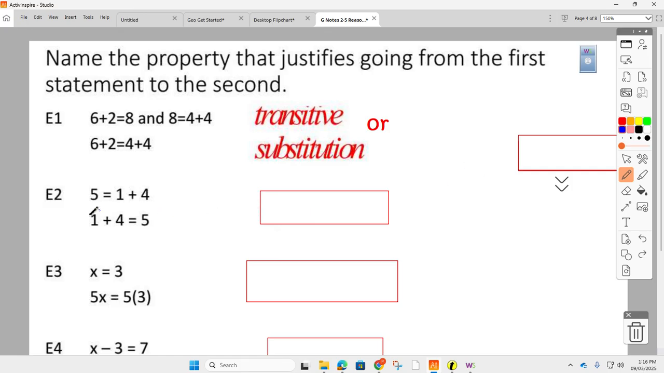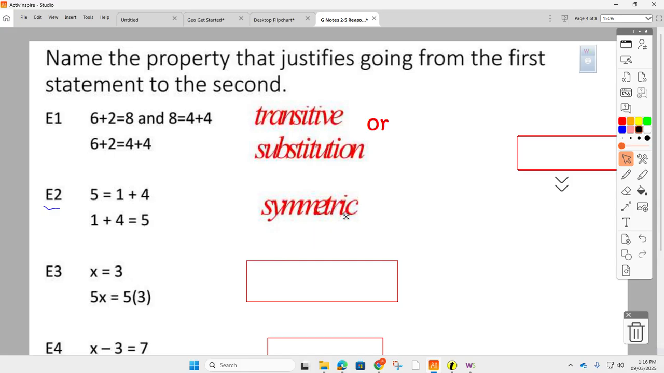Which property do you think this one would be? Symmetrical. Symmetrical. That order around the equal sign doesn't matter. 5 is on the left, it's equal to 1 plus 4 on the right. 1 plus 4 on the left is equal to 5 on the right. That does not affect the equality of the statement. Symmetric, not technically symmetrical, we would call it symmetric, okay? Yes, you would get it wrong, or I'd take off some points. Yes, not symmetrical, it's symmetric.